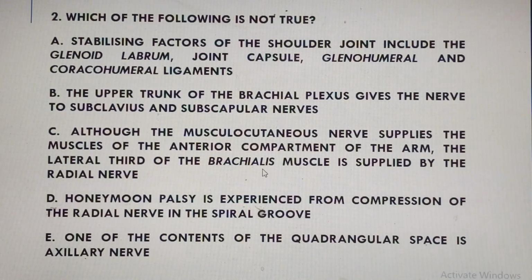But the lateral third of the fibers of the brachialis muscle will not be coming from the musculocutaneous, but rather from the radial nerve, making the brachialis muscle a hybrid muscle. Now let's move on. Option D says honeymoon palsy is experienced from compression of the radial nerve in the spiral groove. Yes, that's a very true statement.